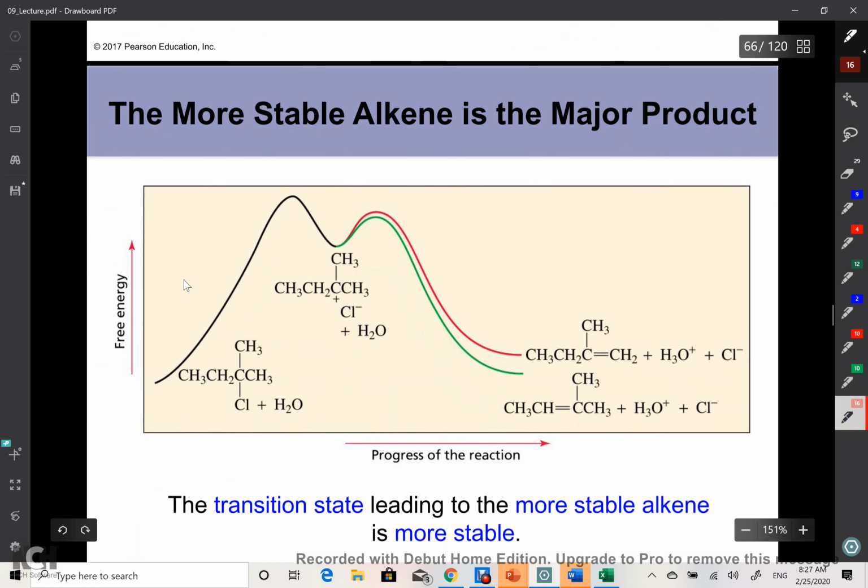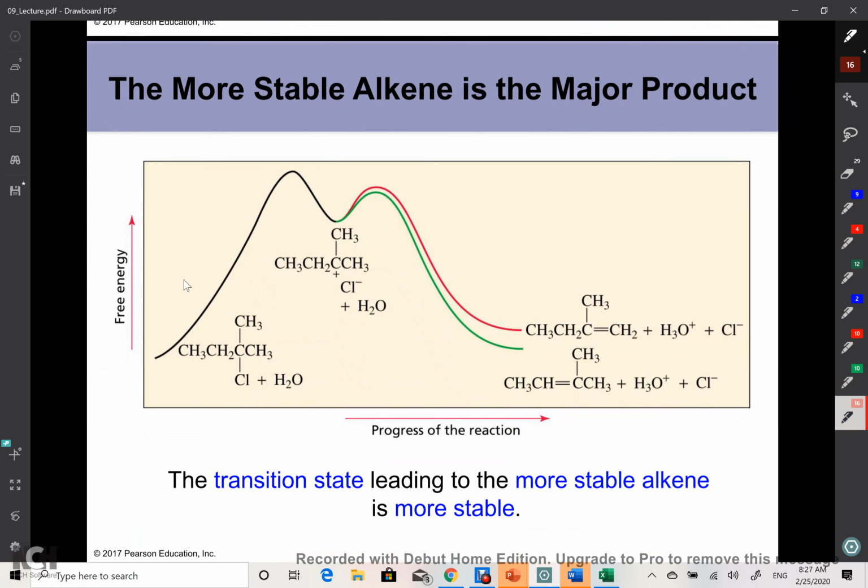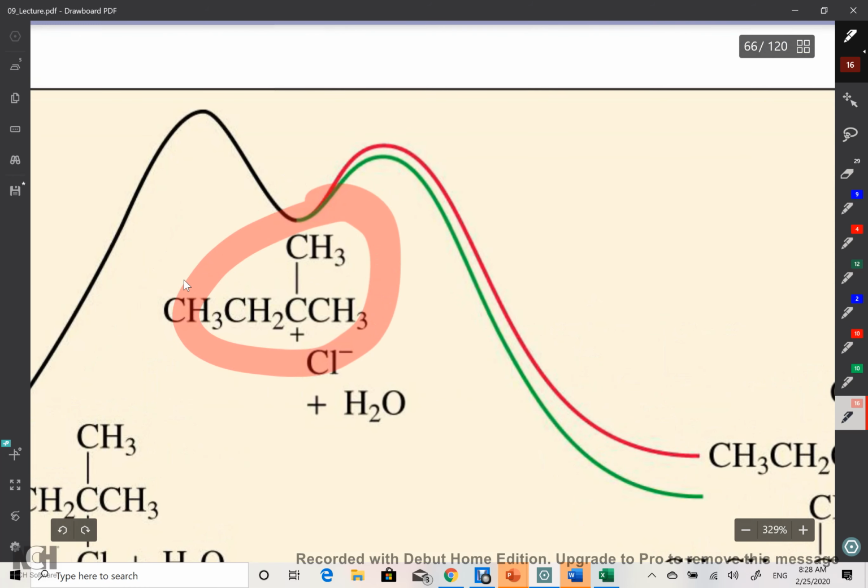We've talked about this. Again, I said it's a two-step mechanism. The first step leads to the formation of the carbocation. Then the second step, between the formation of the more stable product and that of the less stable product, is a matter of thermodynamic stability. The transition state that leads to the formation of the more stable product. Over here, you can see it. Let me zoom in here. The green transition state is the one that leads to the formation of the second product.